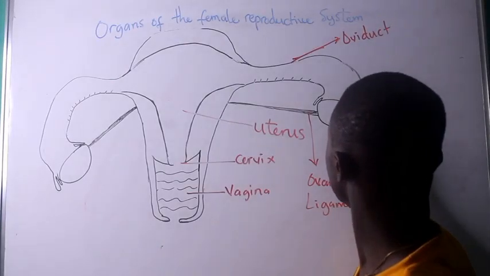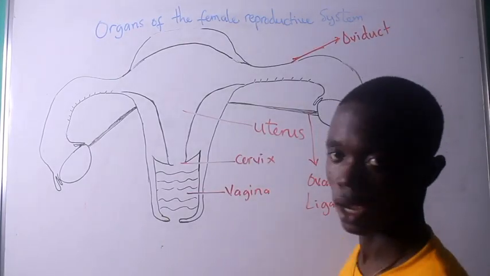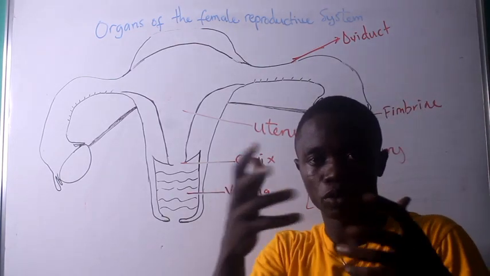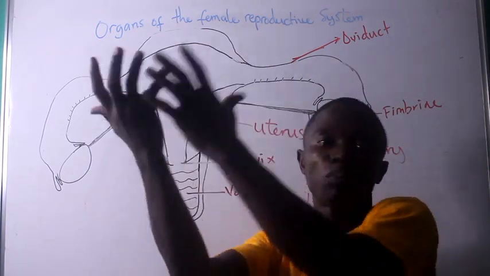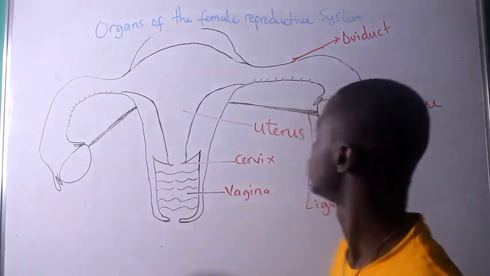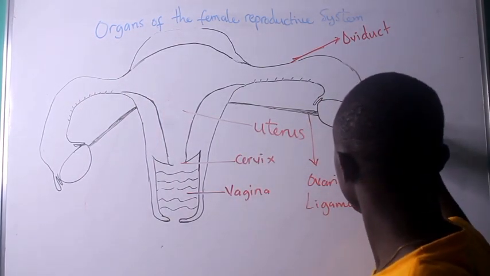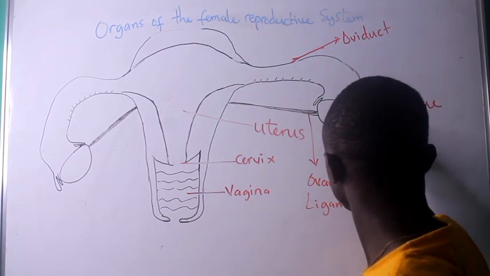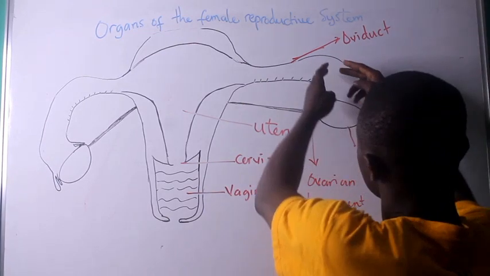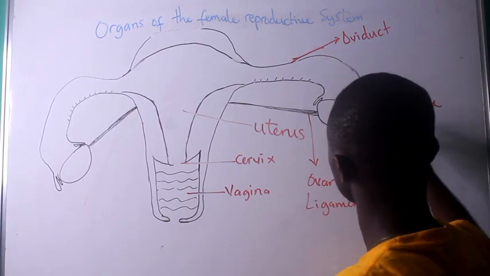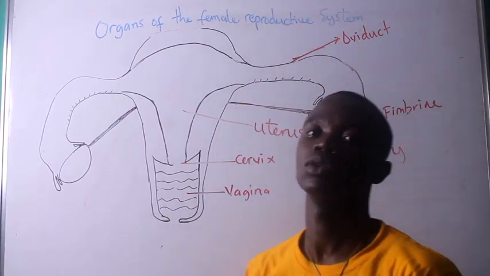Right after the ovary produces an egg, there's a structure here, a tiny finger-like projection that helps to direct the egg into a tube called the fallopian tube or oviduct. Whenever the egg is being produced and sent into this fallopian tube, we call the process ovulation. This membrane is the one that helps to direct the egg into the fallopian tube.